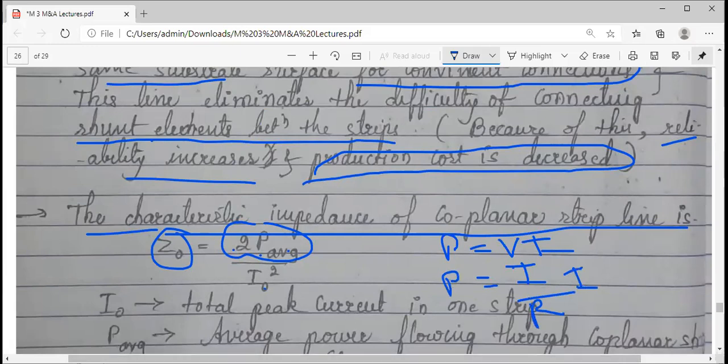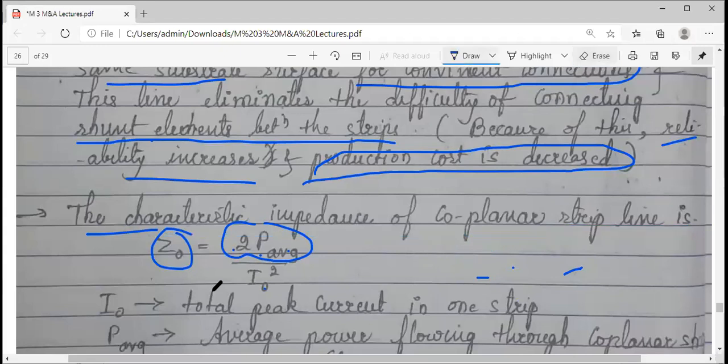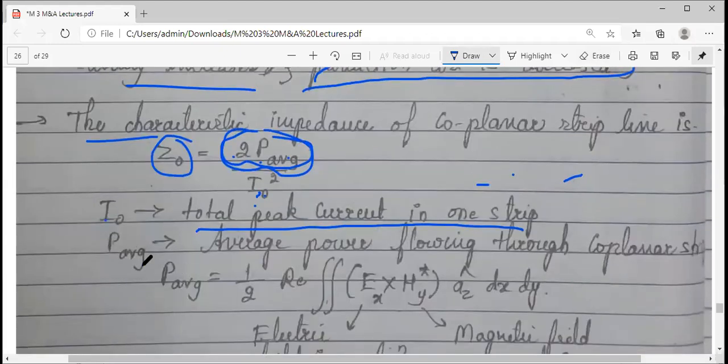Accordingly, if you take the power, P average indicates the average power that is flowing through the coplanar strip line. So that is 2 times P average divided by I naught square. I naught is the peak current in one strip. So I naught and P average I have given you. And what is P average? How can we in turn find this average power value?